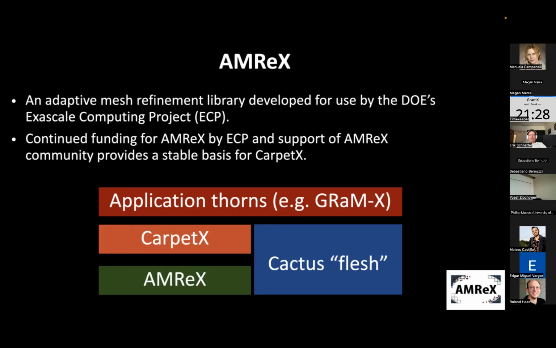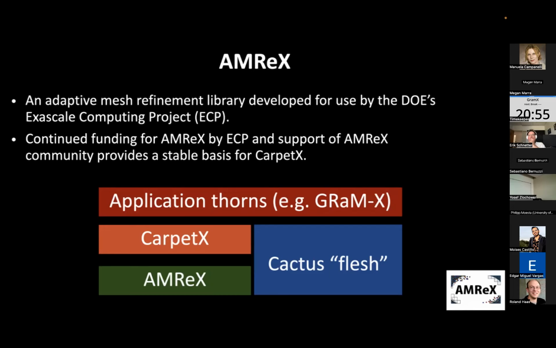And then at the bottom of the slide, this is how it works together for the code we're building. So you have application thorns like GRaMX, for example, but it could also be AsterX or some other application thorn that sits on top and interfaces with AMReX through CarpetX. So the application thorns themselves don't need to necessarily know exactly how to operate within AMReX. And then all of that is tied together by the Cactus Flesh as per usual, and as was the case for Carpet.